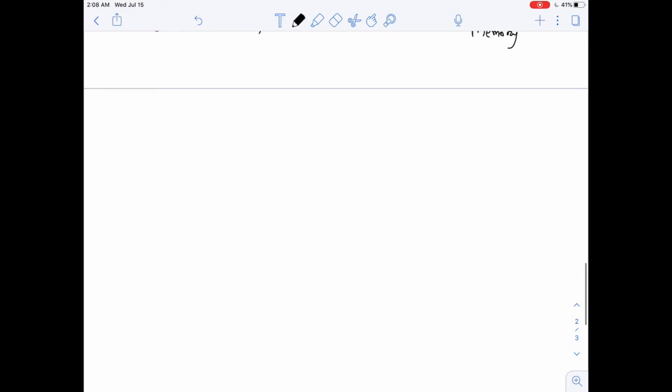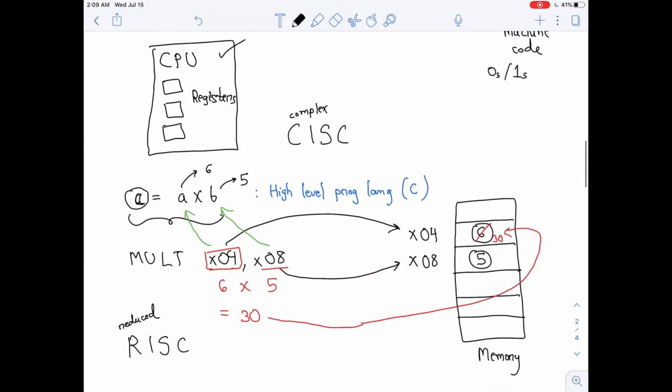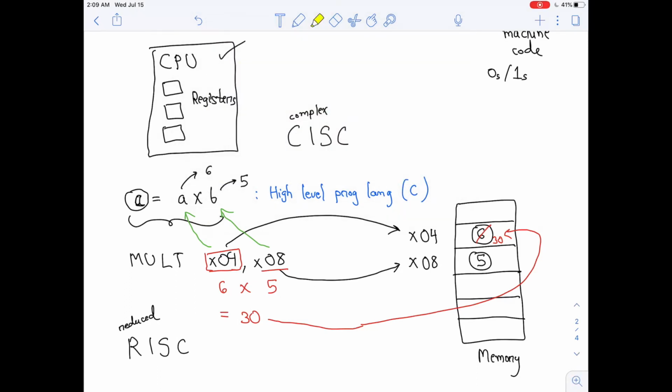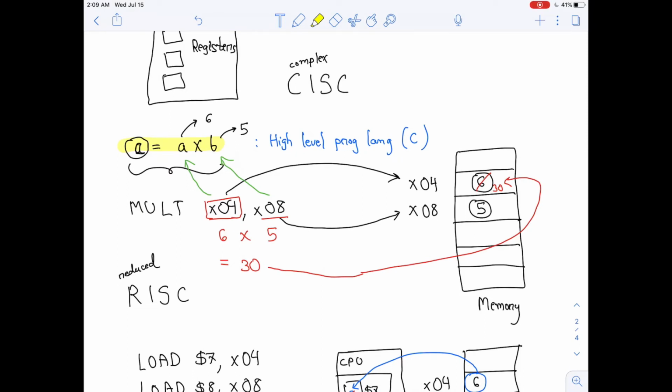So now if we want to talk about the differences between a CISC and the RISC approach, let's just write differences here. The first difference that we can point out is that CISC makes compilers' job easy. So this was our high-level programming language, right? And I mentioned before that your high-level programming language has to be converted to assembly language by a compiler. To convert this high-level programming language into assembly language, you can see that both of these look pretty much the same. They share a lot of similarities.